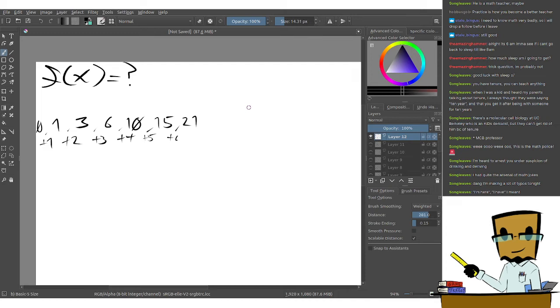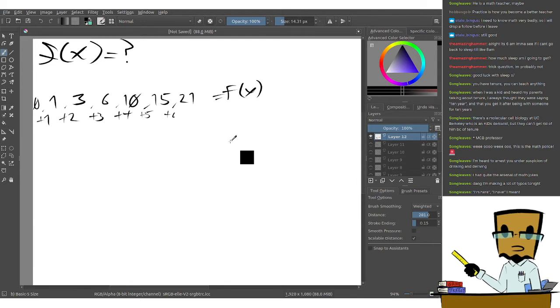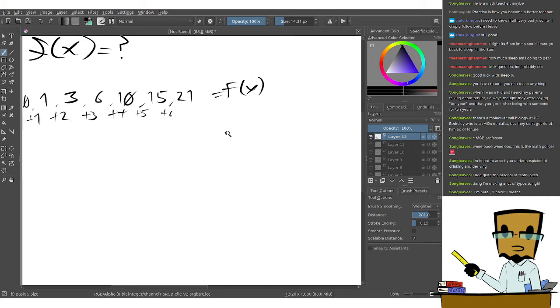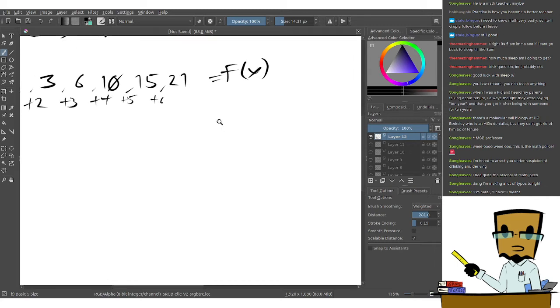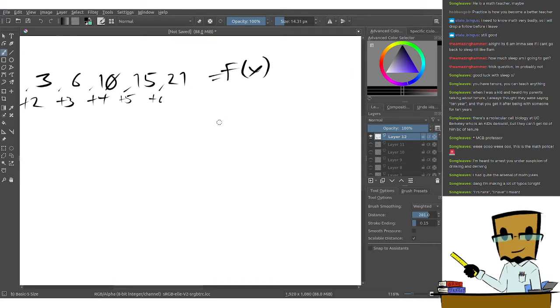Let's see. So that's f of x. I do know the answer to this, by the way. I'm not trying to solve a problem that might accidentally be unsolvable or require some form of math that I don't know how to teach.